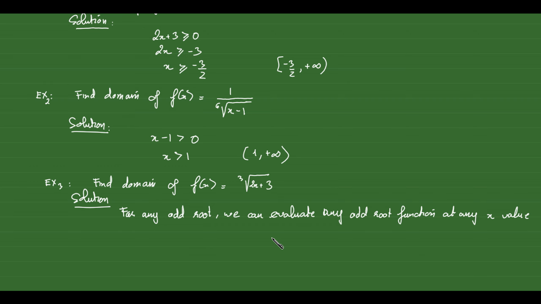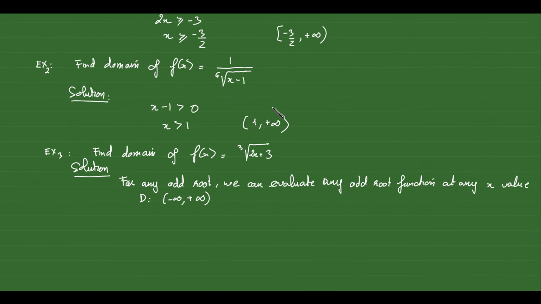Okay, so from this statement, it means the domain will be from negative infinity to positive infinity. Because no matter what value belonging to negative infinity to positive infinity you plug into the odd root function, you still can evaluate that. We don't have any value on the number line that we couldn't take with an odd root function. So the domain is always from negative infinity to positive infinity.